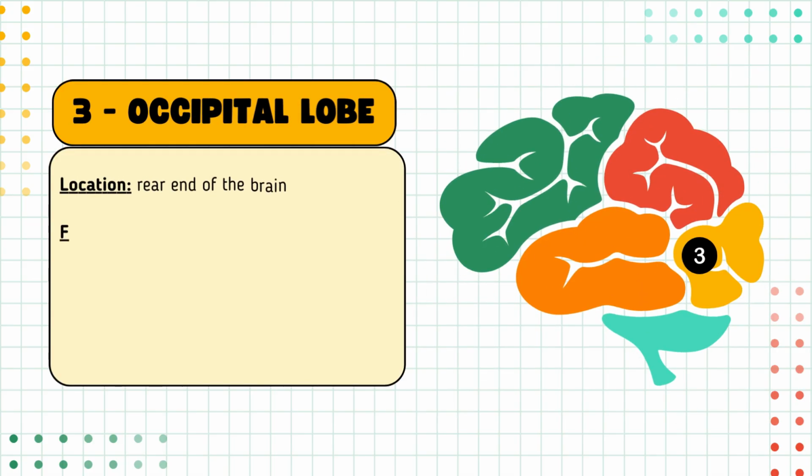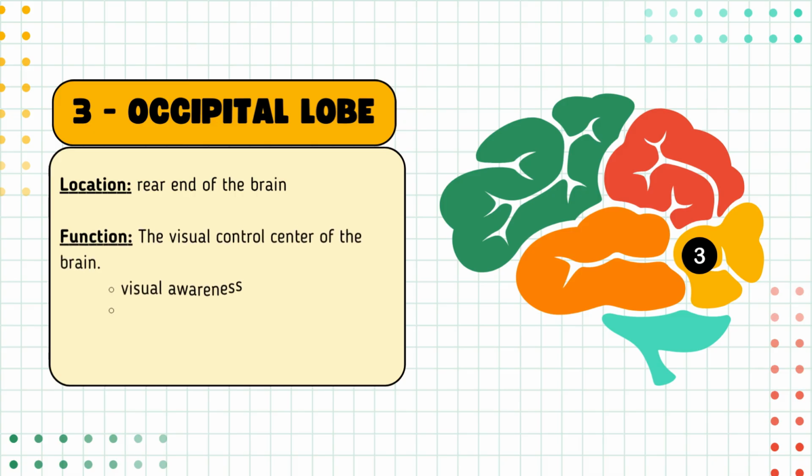The next one is the occipital lobe. It is located at the rear end of the brain. I have it labeled on the right as number 3. The function is the visual control center of the brain. So it is responsible for visual awareness and the visual processing.